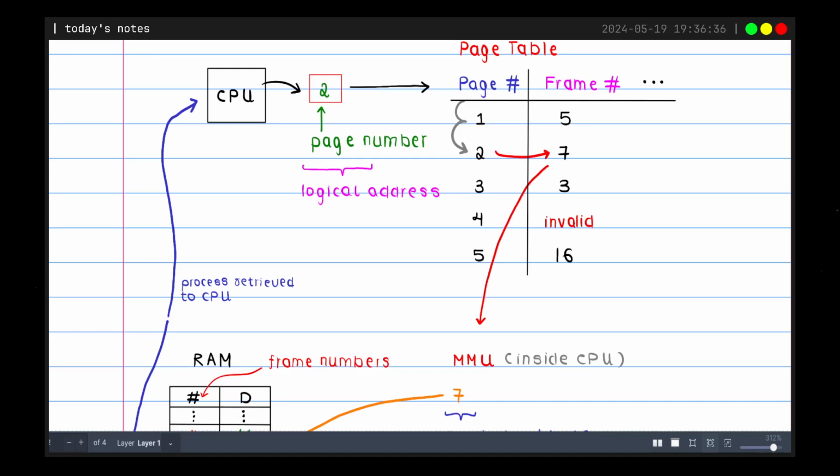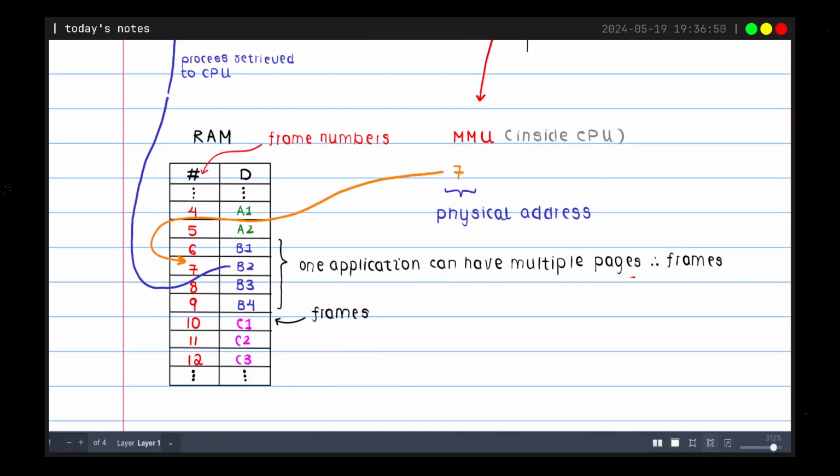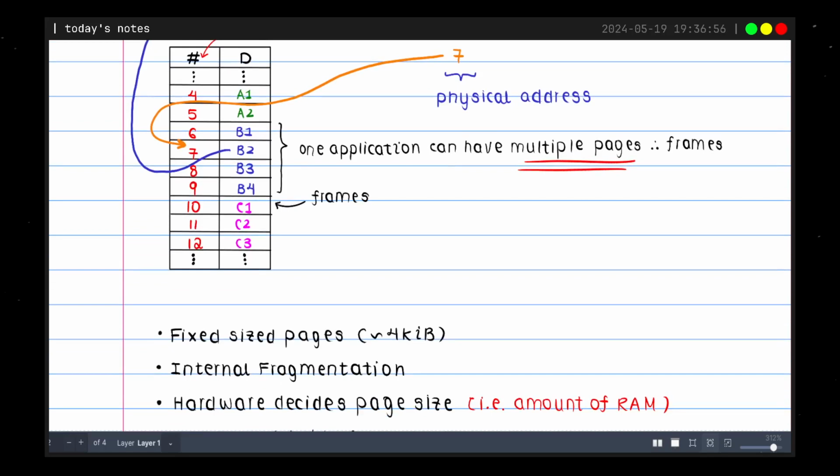Again, the page number is requested by the CPU. The page number is looked up in the page table. The respective frame number is looked up by the MMU, and the respective frame from that frame number is retrieved for the CPU. And remember, one application may have multiple pages because it might not be feasible to fit everything into one page, right? Like I said, one page only has 4 KiB worth of space. So therefore, this application B has a total of 4 frames. Likewise, this application C has a total of 3 frames. Depending on the application, it might have multiple frames, right?